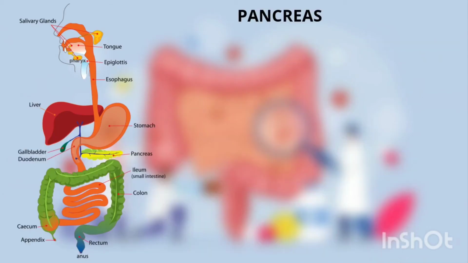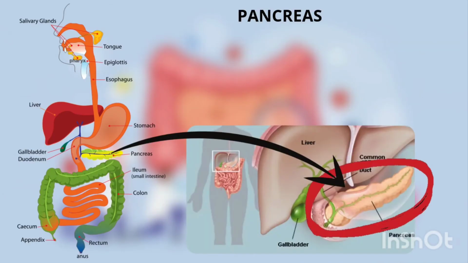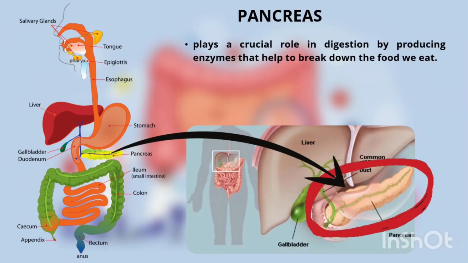Next is the pancreas. The pancreas is a large, elongated gland that lies posterior to the stomach. In humans, the pancreas is a yellowish organ that is about 18 centimeters long and 4 centimeters wide. The pancreas functions both as an exocrine and endocrine organ.